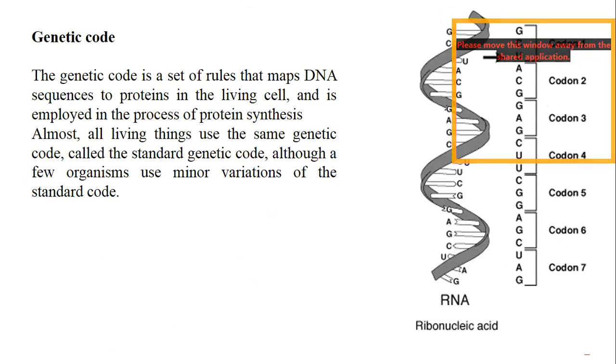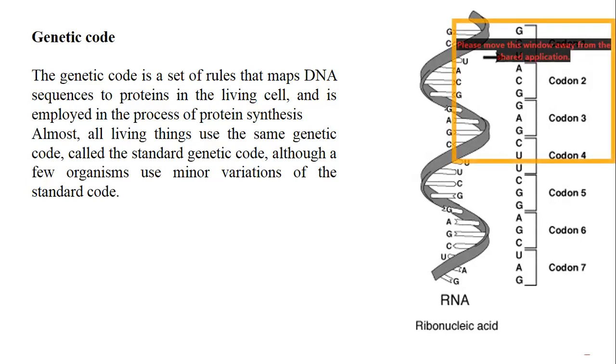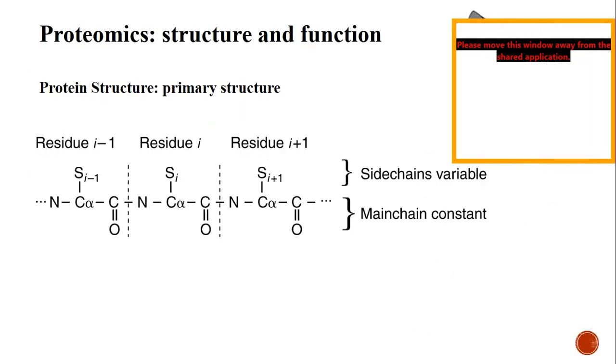The genetic code, as you know, is three nucleotides coming together and coding one amino acid. The genetic code is a set of rules that maps DNA sequence to proteins in the living cell and is employed in the process of protein synthesis. Almost all living things use the same genetic code, called the standard genetic code, although a few organisms use minor variations of the standard code.